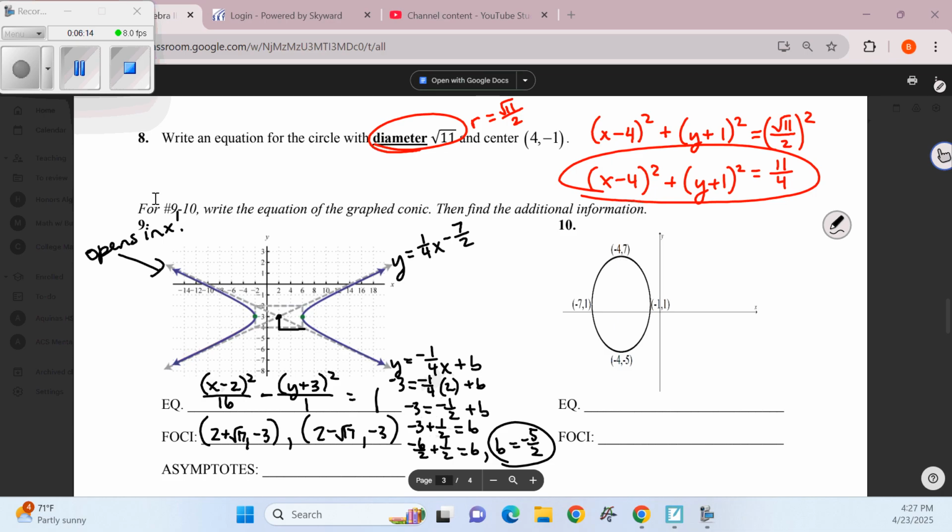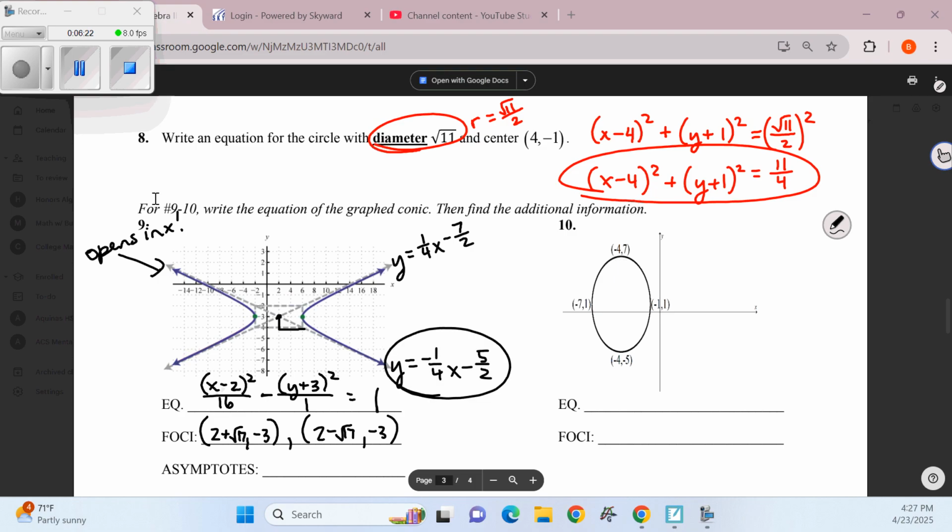So then this formula for our asymptote would be y equals negative 1/4 x minus 5/2. So here's your asymptote equations.